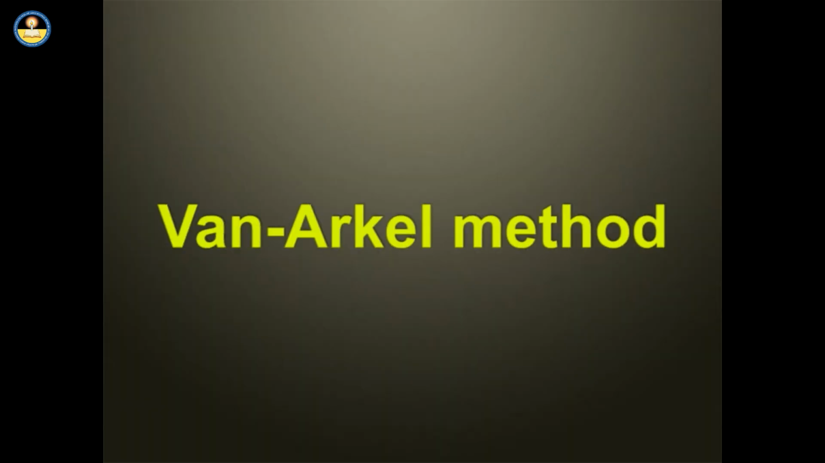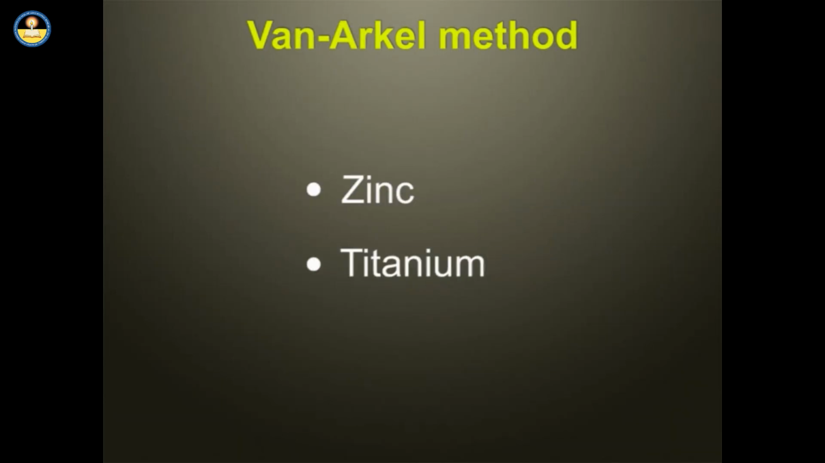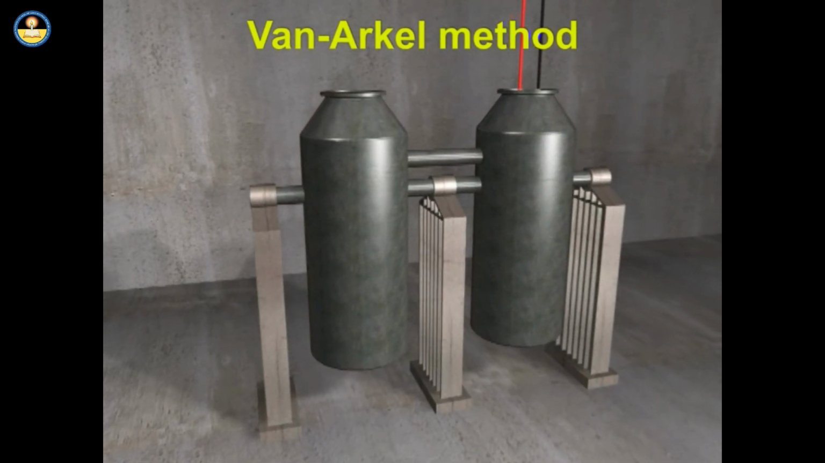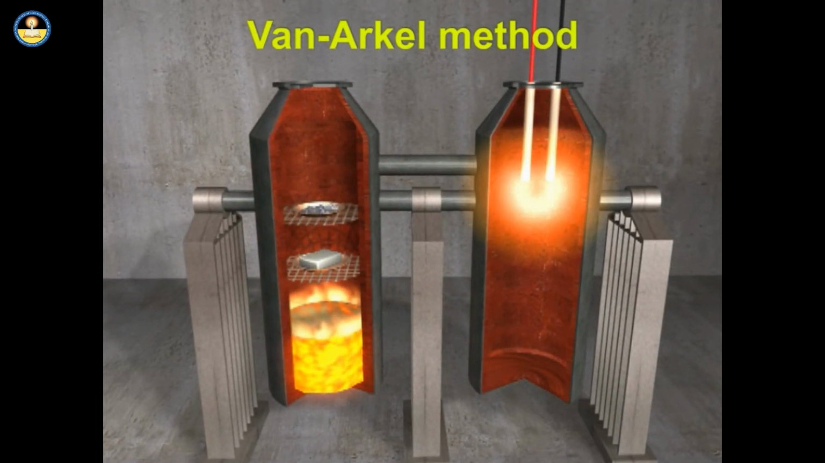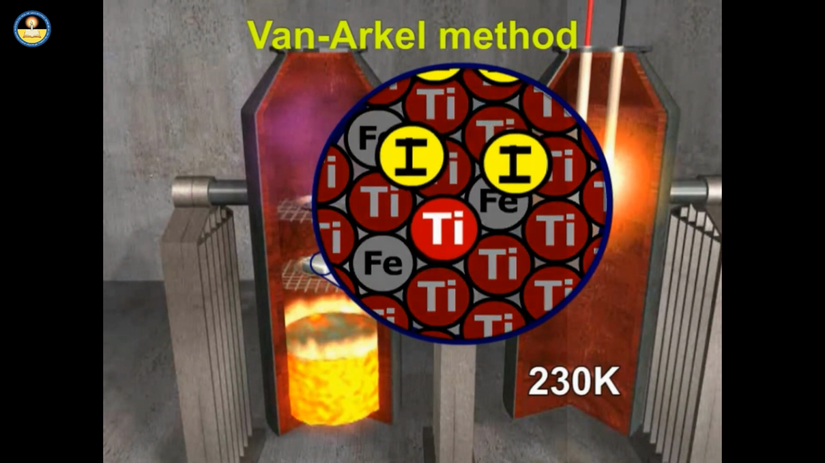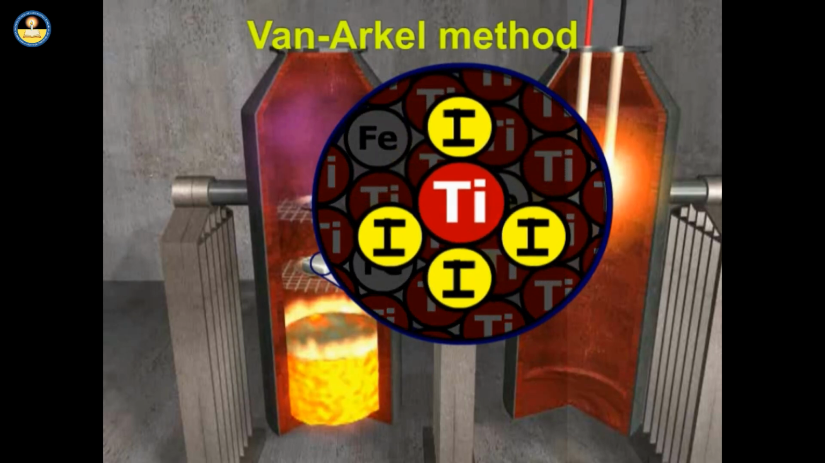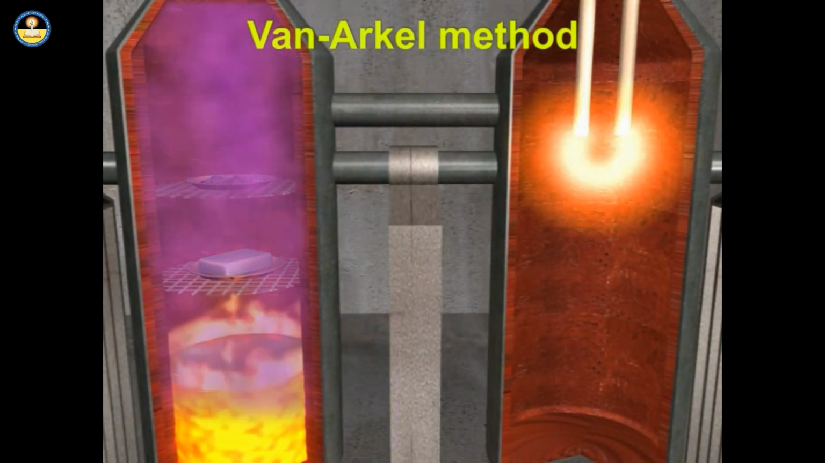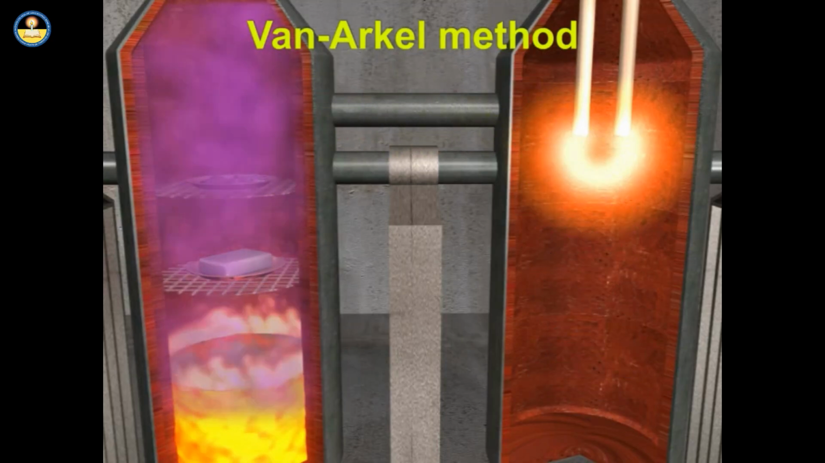We will now learn about the next method of purification, that is the Van Arkel method. Zinc and titanium metals are purified by using this method. Impure metal is converted into a volatile compound, which is then decomposed on heating to form pure metal. Titanium reacts with iodine at 523 Kelvin to form titanium iodide. Titanium iodide, when heated at 1760 Kelvin, forms titanium and iodine.